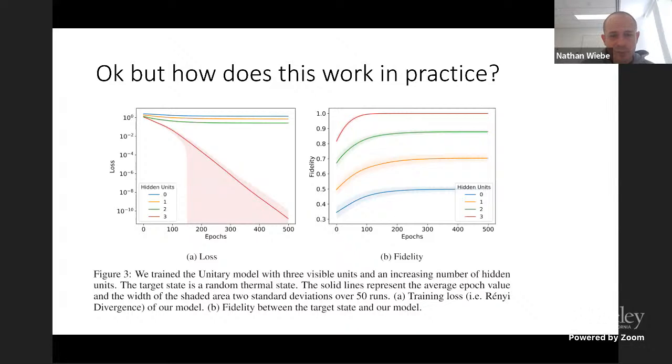When we actually take a look at this, we see that we can train a quantum neural network to build an arbitrary thermal state. And the other thing that's really neat about this is that the quality of the prediction actually got better systematically as we provided more and more hidden units to our quantum neural network.